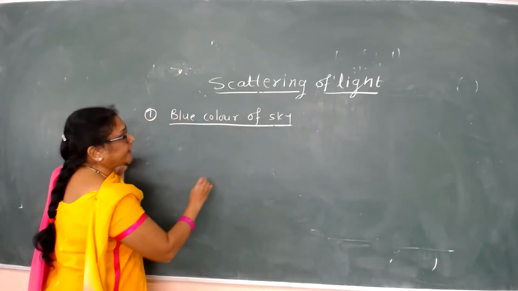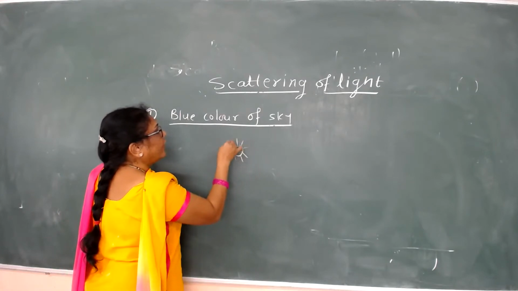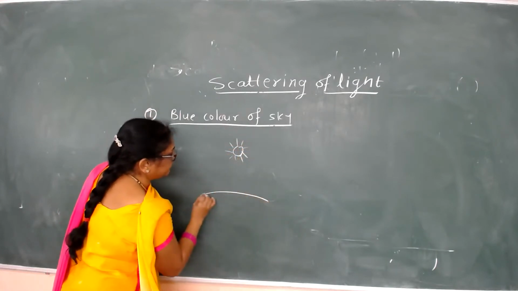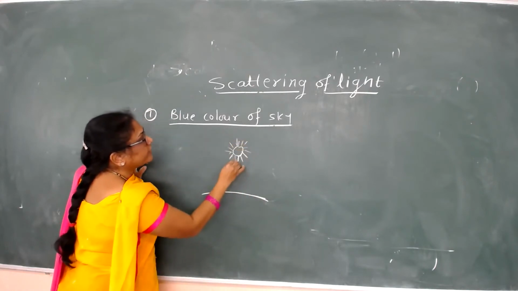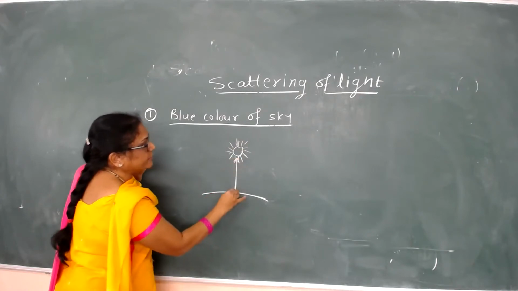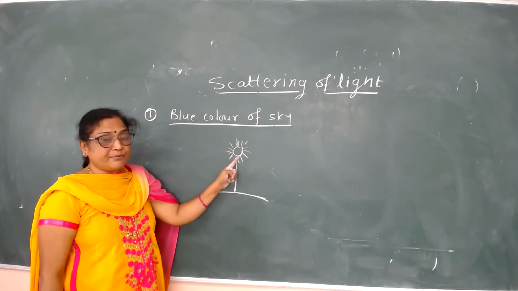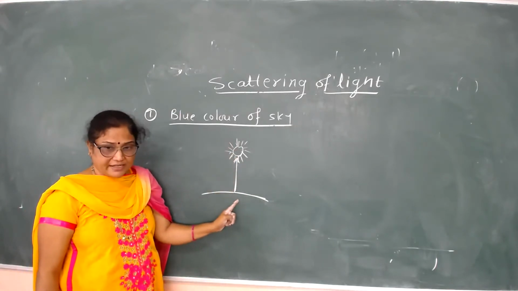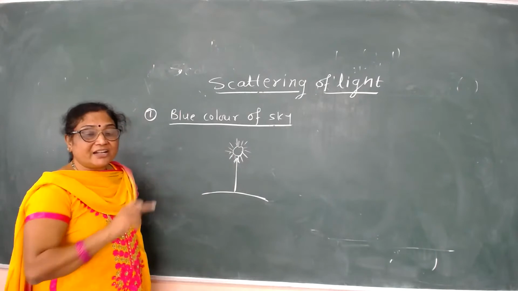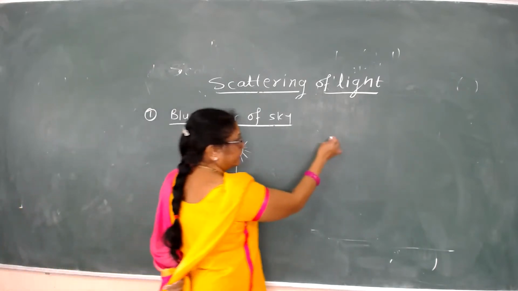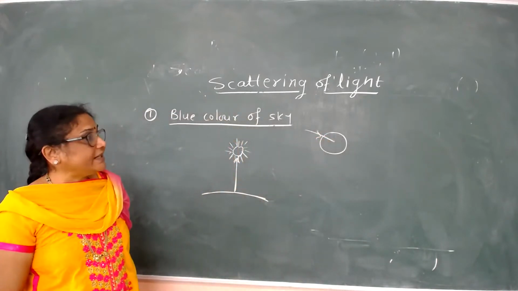So here at daytime, the sun is overhead. Suppose this is the earth surface and this is the sun. At daytime, the distance between the sun and the earth surface is less. So what happens here? From the sun, the ray of light is incident on the molecules present in the atmosphere.